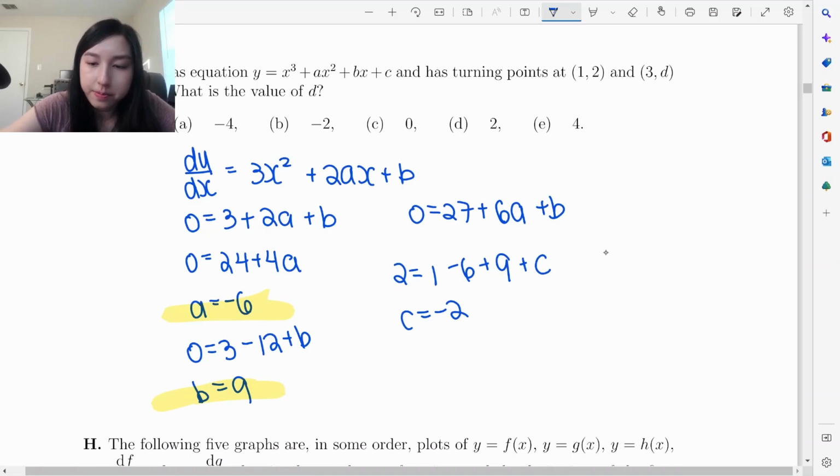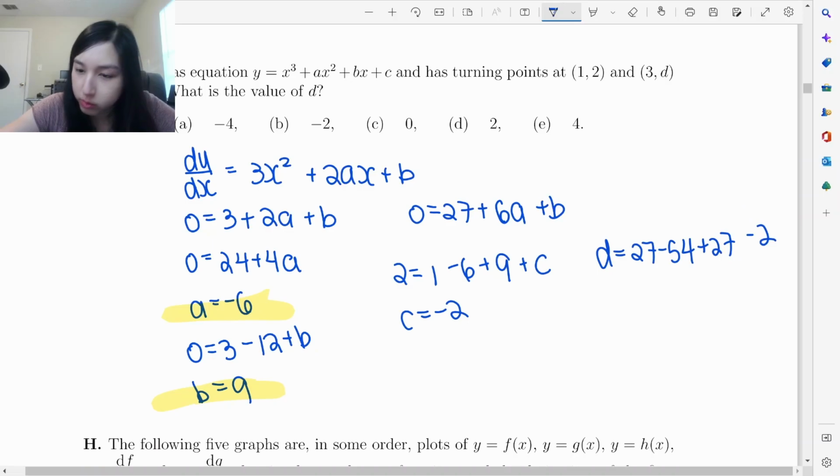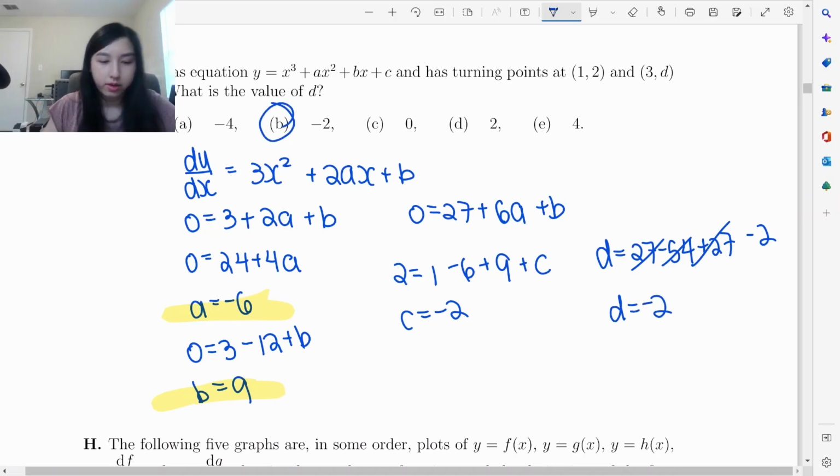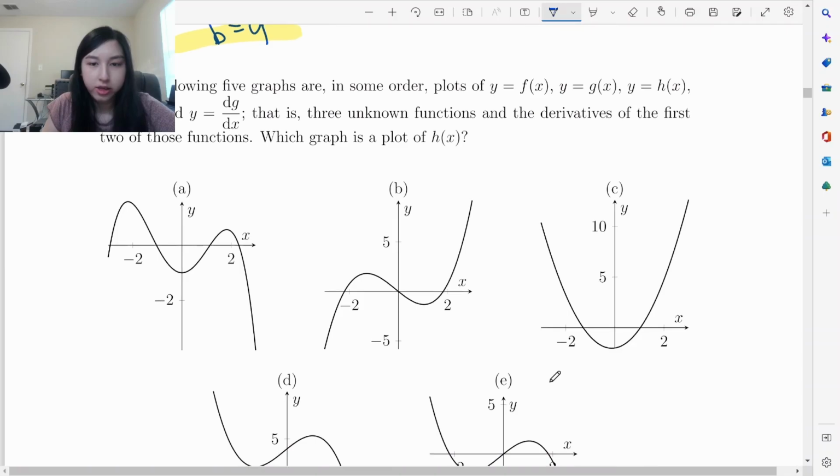So D equals 27 plus 9 times 6 minus 54, plus 9 times 27, plus, and what is C? Oh, minus 2. So we've got 27 minus 54 plus 27, they all cancel out. D is -2. Alright, and let's look at H here.